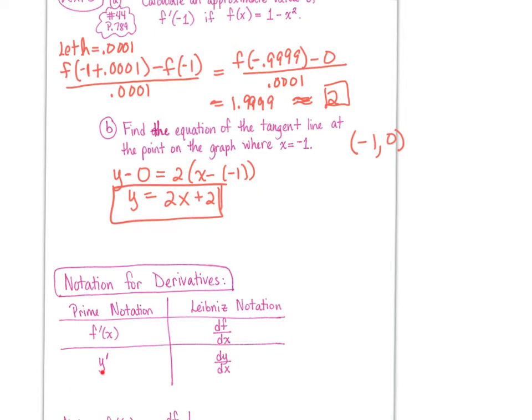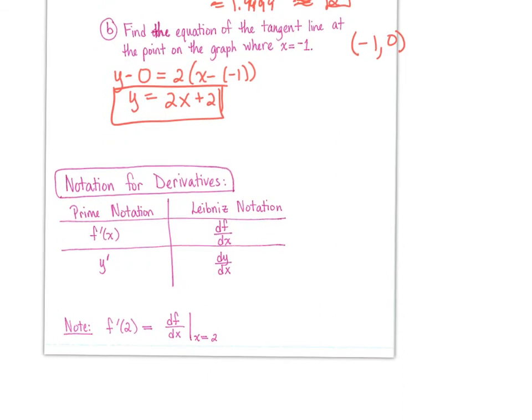You can also be given a function as y, so you can find y prime. That's the derivative of y. Or you can use Leibniz notation to find the derivative of y. How do you read this? Good, the derivative of y with respect to x. If you want to evaluate your derivative at a point, then we've been writing f prime of a certain value, but you can also use Leibniz notation and write the derivative of f with respect to x, write this bar, and write x equals 2 at the bottom. This means the exact same thing as this. That means evaluate your derivative at that specific value. Got it? All right. Next example.